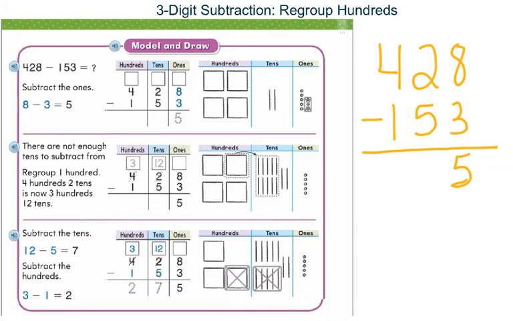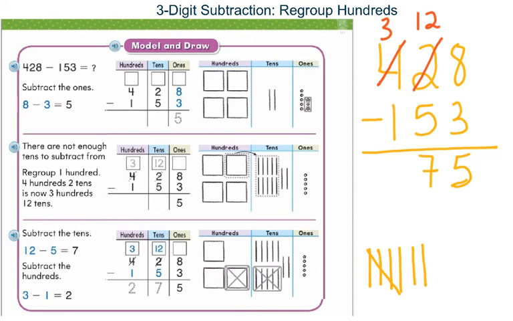And we borrow from the hundreds. Borrow 1 and regroup 10. Now we have enough to subtract. And we say 12 minus 5. To subtract 12 minus 5, we count from 5 until 12. And we say 5, 6, 7, 8, 9, 10, 11, 12. How much is that? 7.